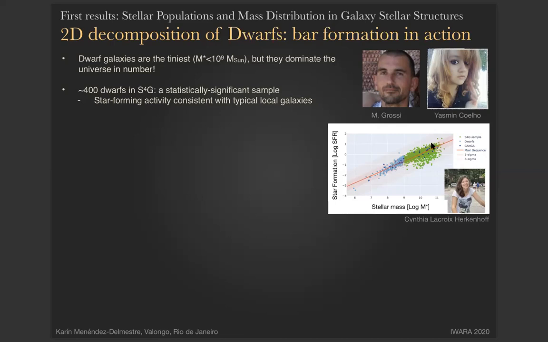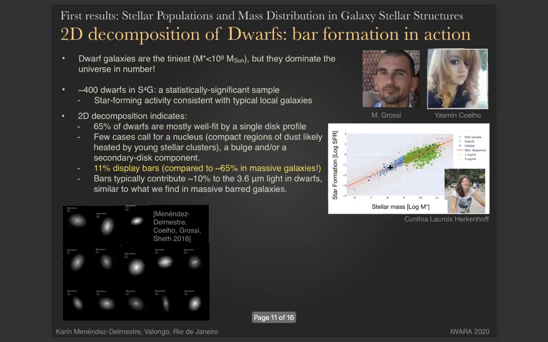The dark blue, just to point you to them, these are the Kanga galaxies that we have already observed. So what we find is, if we look at the 2D decomposition, we see that most dwarfs, so 65%, are pretty well fit by just a single disk. But very interestingly, 11% display bars. So this is very low compared to massive galaxies. In massive galaxies, we find 65% of galaxies show a bar.